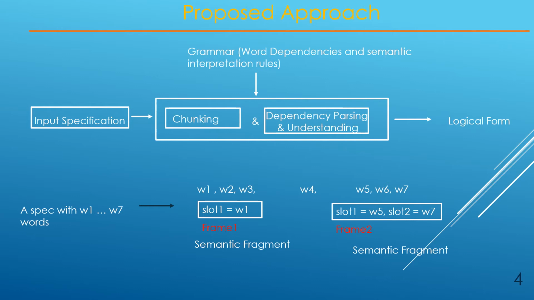the output. The underlying principle of our parsing framework is to view each specification as a collection of semantic fragments. As shown in the specification here, the specification consists of words from W1 to W7, and it consists of two semantic frames, frame 1 and frame 2, that are connected incrementally, and the overall specification is understood.